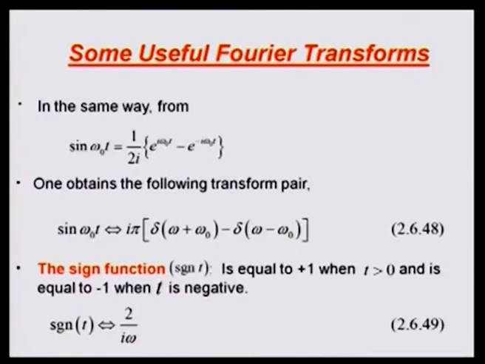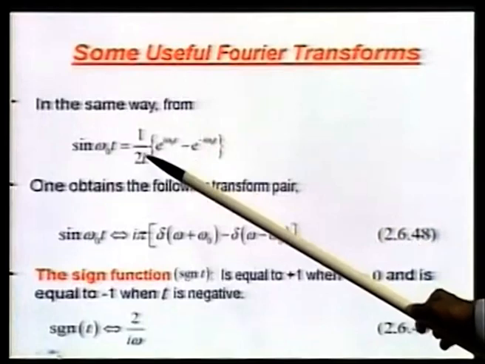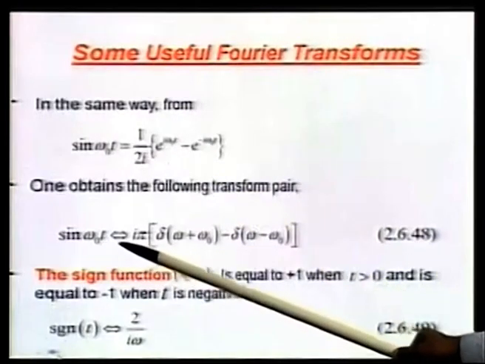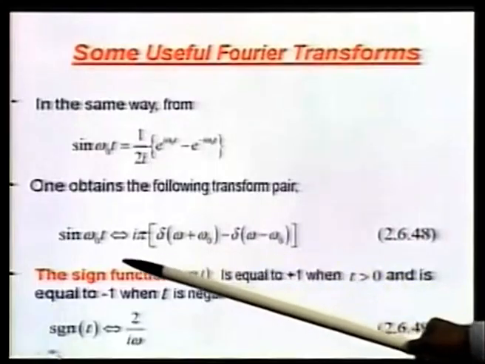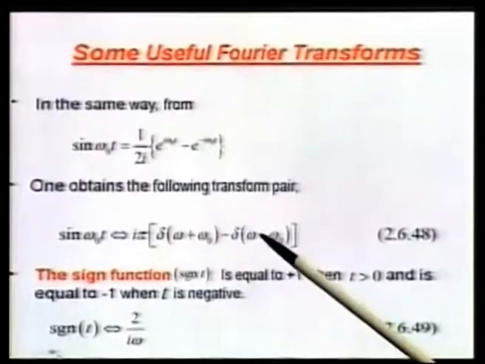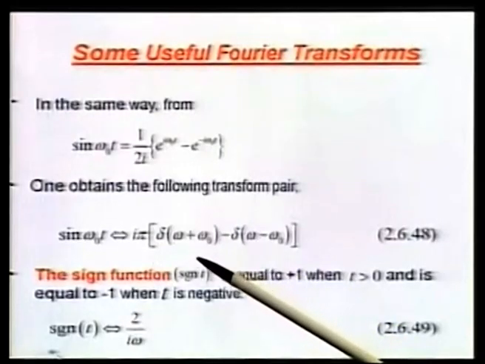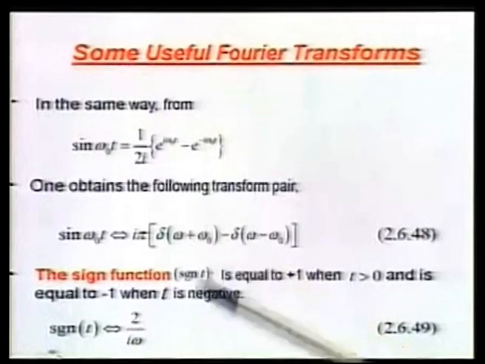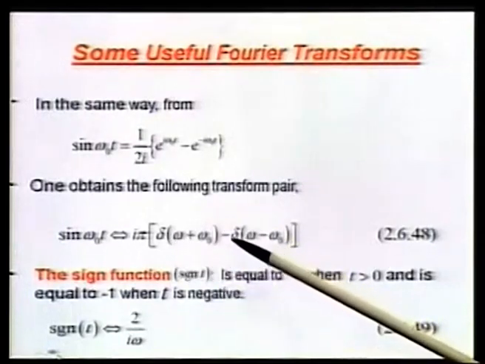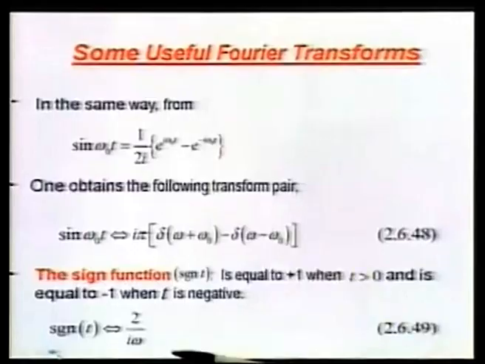Well, you can do the same thing with a sine function. The only thing is to note that there is an i here in the denominator that will give you this relationship between the original and the transform. This also is nothing but 2 delta functions, but instead of the sum there we have a minus here, right. So, that is what comes out.